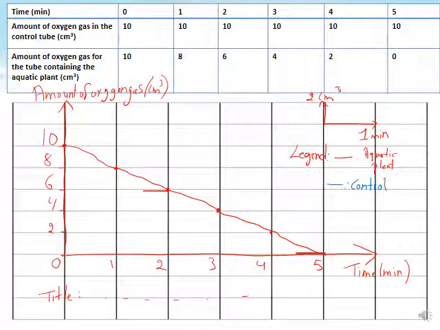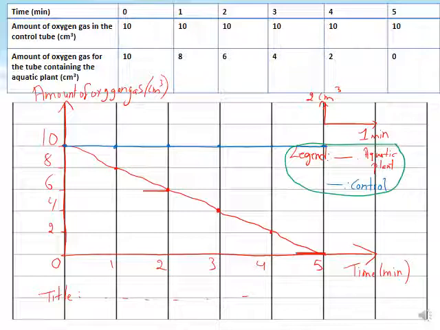Control: at time 0 it was 10, at time 1 it was 10, at time 2 it was 10, at time 3 it was 10, at time 4 it was 10, at time 5 it was 10. So here it's a straight line. So this one is the control. This legend is very important. You have to know this legend and you have to follow it and give this legend. Since we have two curves, you have to differentiate between them, so you can use different colors. So the red for the aquatic plant and the blue one is for the control.